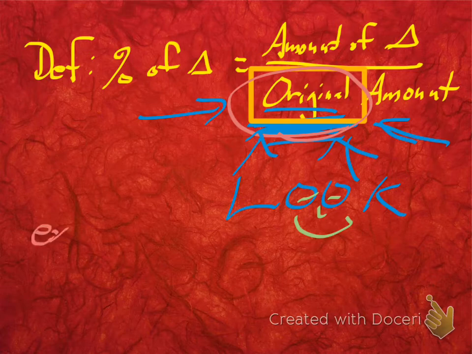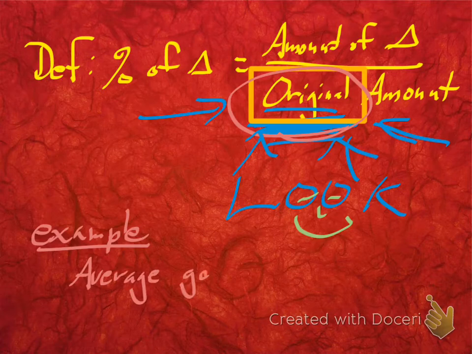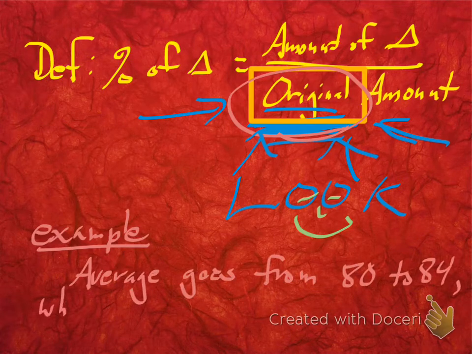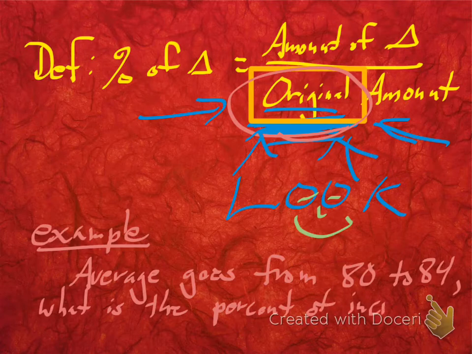All right, so let's do an example quick to see what we're talking about. So suppose my average in math class starts at an 80 and it goes up to an 84. And I want to find what is the percent of change. Now, clearly if I go from 80 to 84, I've gone up. So that's an increase. I could also have gone from 80 down to 76, and that would be looking for the percent of decrease. All right, so I'm out of room on this particular slide, so let's go ahead and take a look at how we solve this problem.